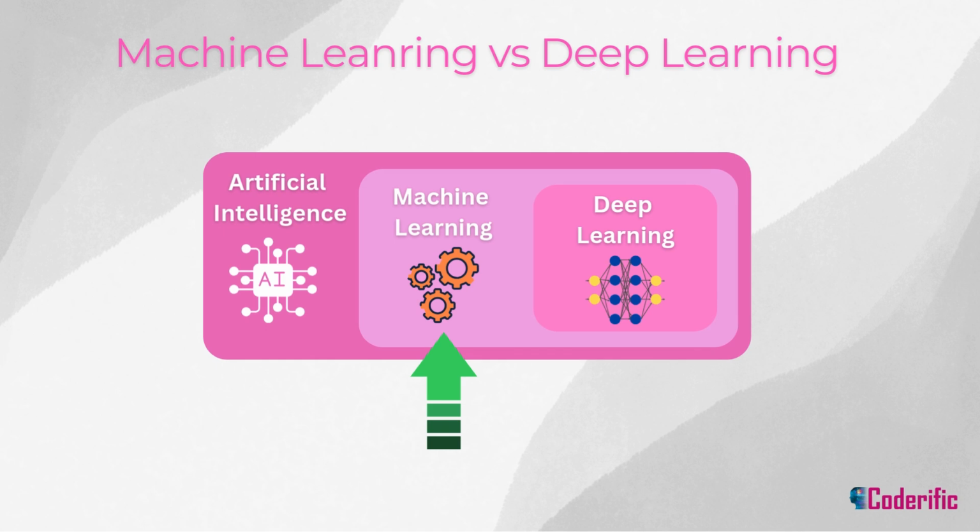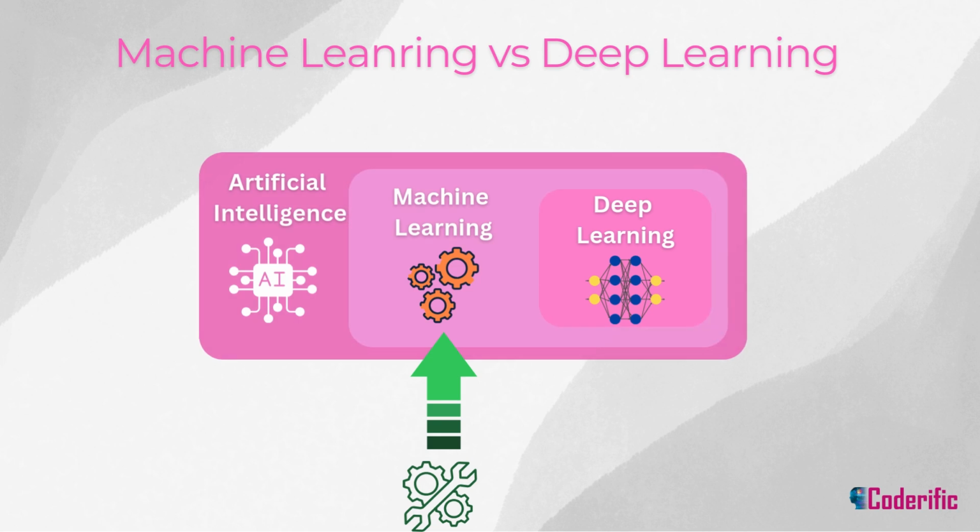Machine learning models are often simpler, relying on algorithms like decision trees, k-nearest neighbors, or linear regression. These models are great for solving problems where the relationships between data points are not too complicated. However, they often need a helping hand with feature engineering. That means you might need to manually select or create features that help the model make better predictions.